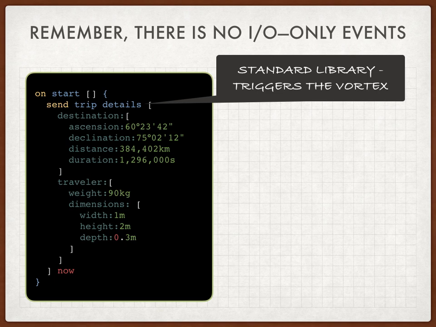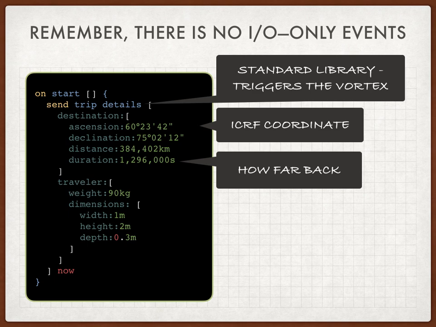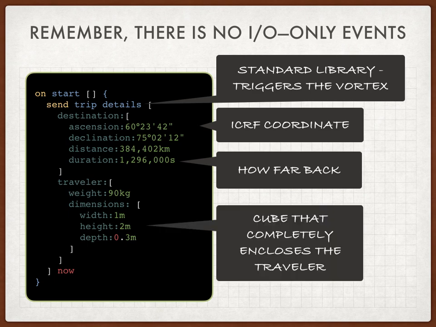So you can see here what everything is. I'll explain this code in a moment, but you can see here, these are the ICRF coordinates. This is how far back we're going to go, and then this is a description of the traveler. The dimensions, we just describe a cube that completely encloses the traveler. That's enough for the manifold to figure out how big to make the vortex.